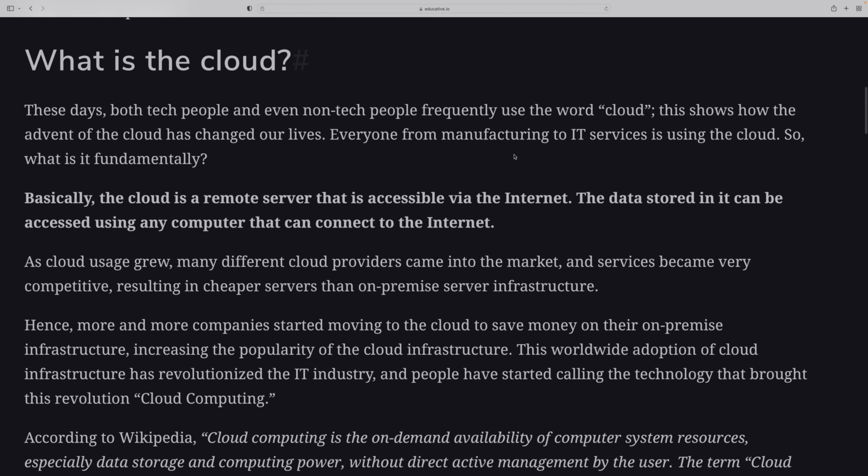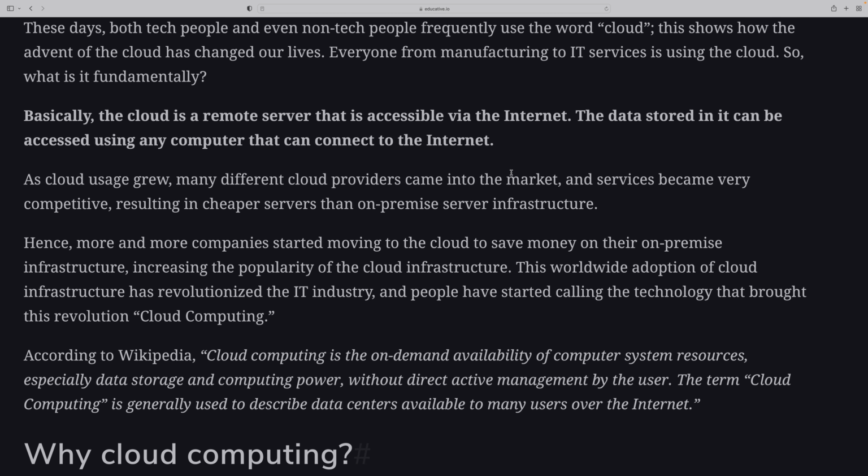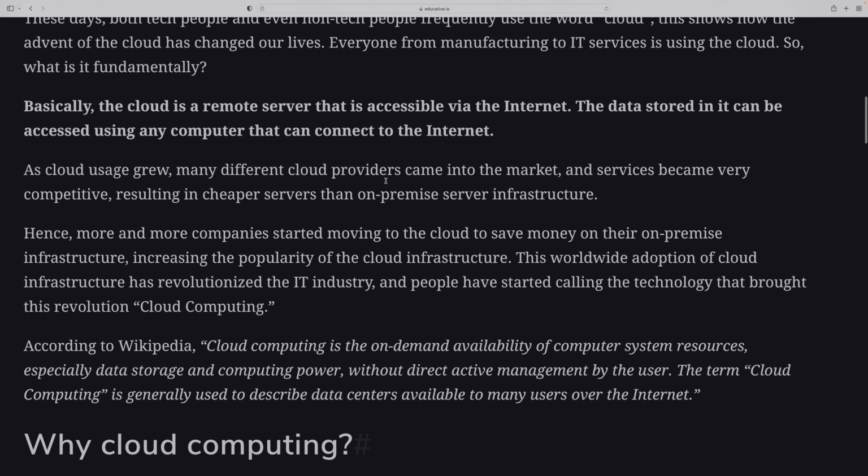These days, both tech people and even non-tech people frequently use the word cloud. This shows how the advent of cloud has changed our lives. Everyone from manufacturing to IT services is using cloud. So what is it fundamentally? Basically, the cloud is a remote server that is accessed via the internet. The data stored in it can be accessed using any computer that connects to the internet.